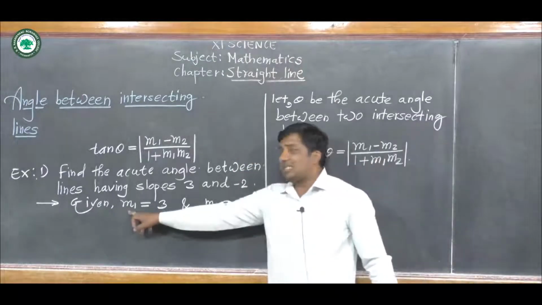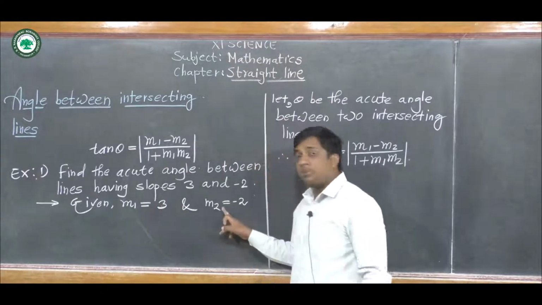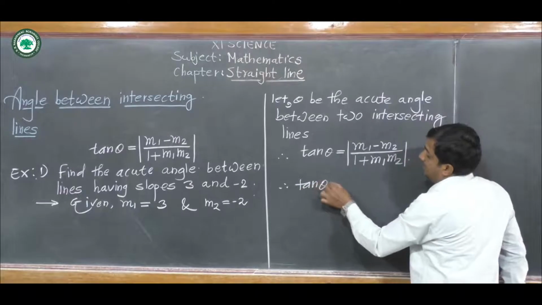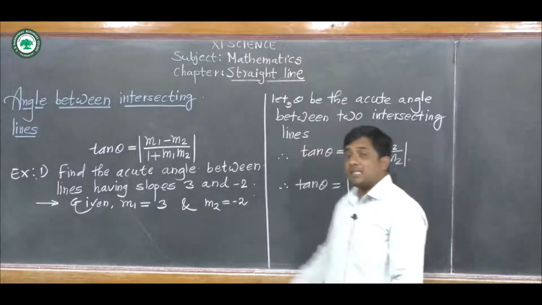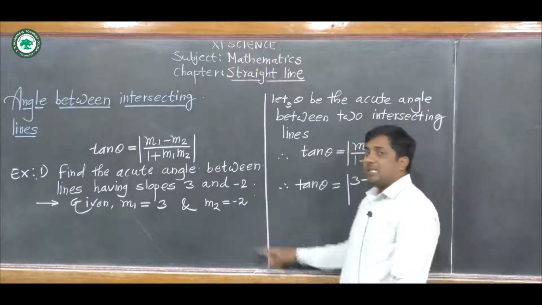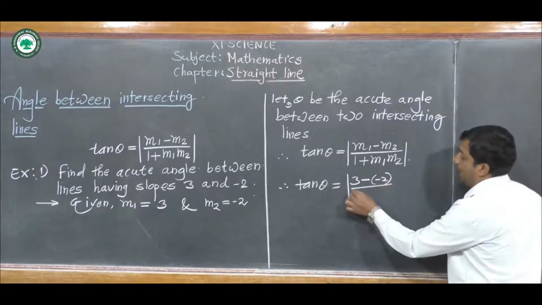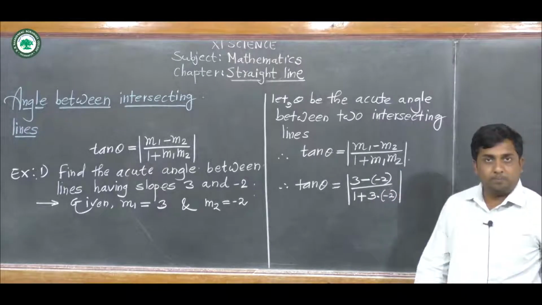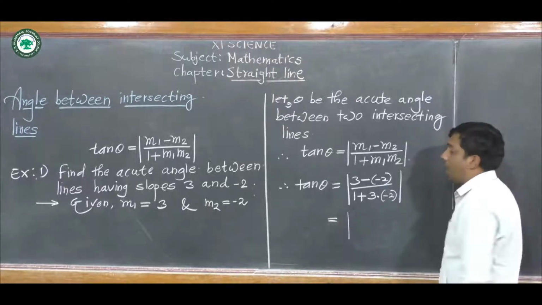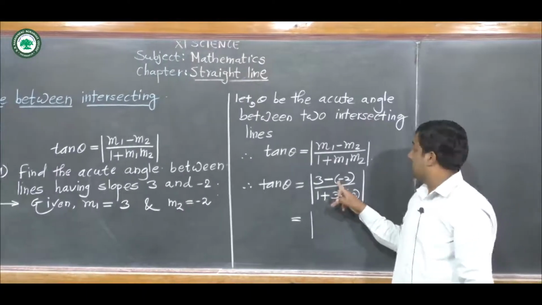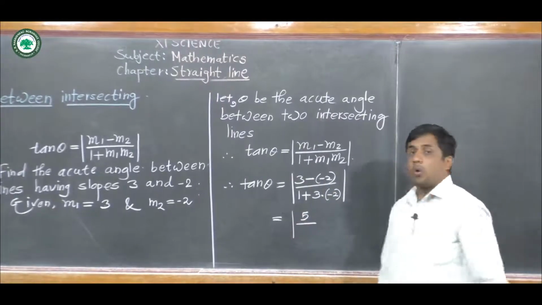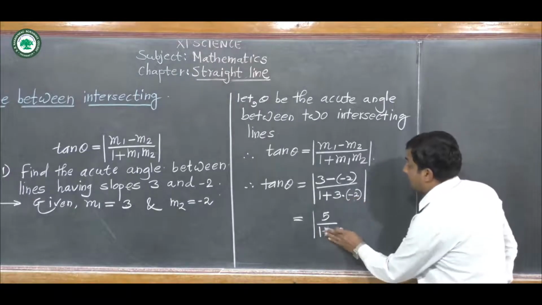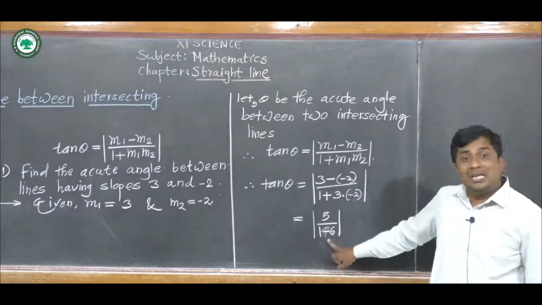Here we define m1 as the slope of the first line and m2 as the slope of the second line. So I write tan theta equal to the modulus of (m1 is 3, minus m2 is minus 2), divided by (1 plus, again m1 is 3 and m2 is minus 2). Now this is equal to, inside the modulus, minus of minus is plus, and 3 plus 2 is 5, and this whole divided by 1 plus 3 into minus 2, which is minus 6. So we get 1 minus 6 in the denominator.